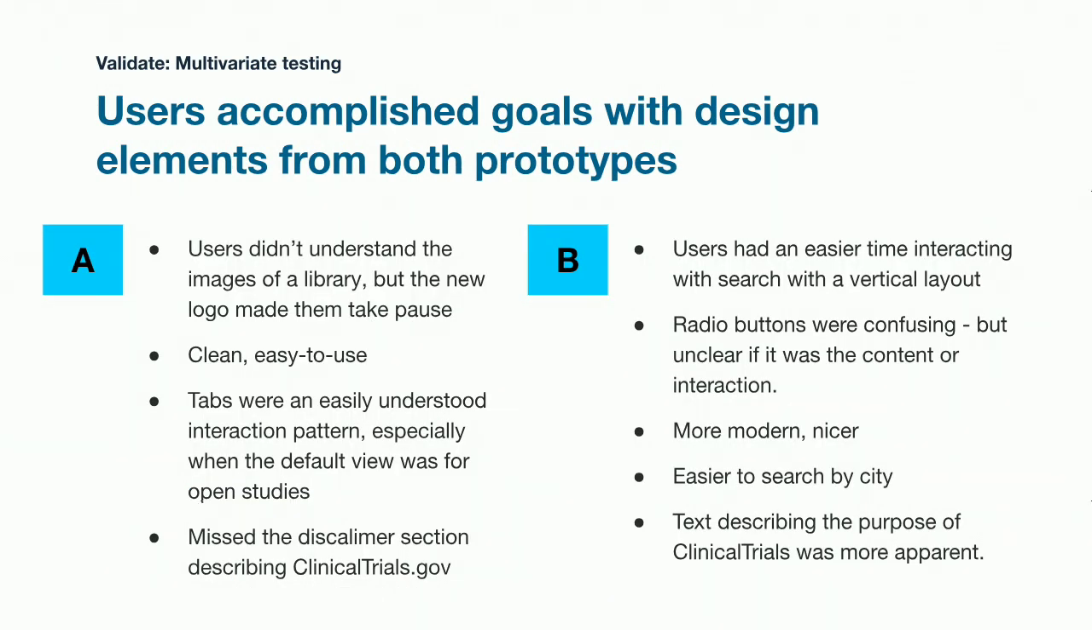And we did that with a multivariate test. It's also called an A/B test, where we just show users A or B and watch them try to accomplish these tasks and see which design they had an easier time achieving tasks with. So users liked aspects of both. And when I say like, that's a little bit subjective. So it's really more that they accomplished their tasks easier and faster. But they preferred the tab approach in layout A, and they noticed the disclaimer text more obviously on layout B.